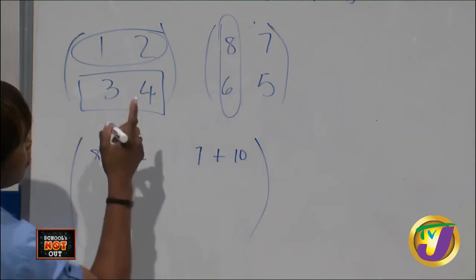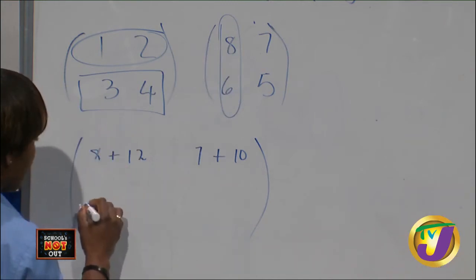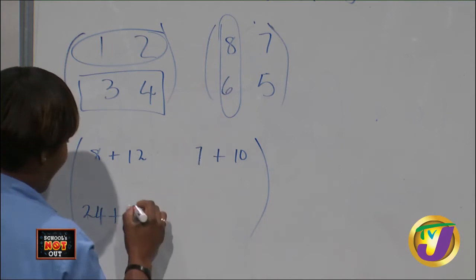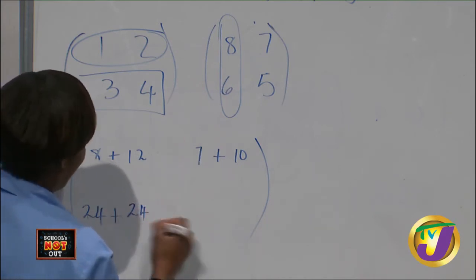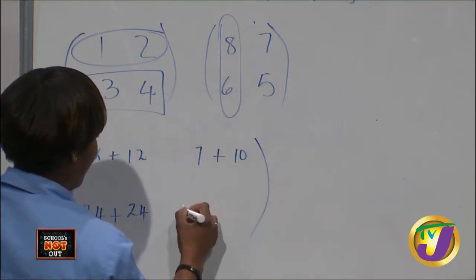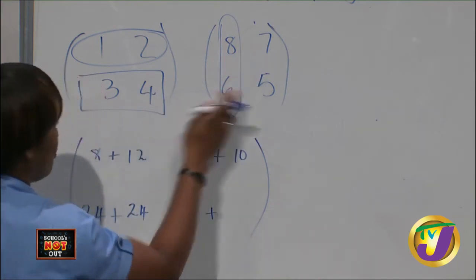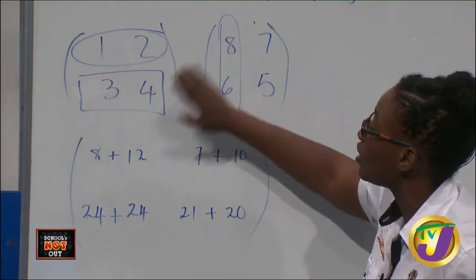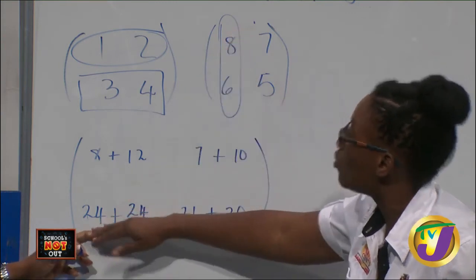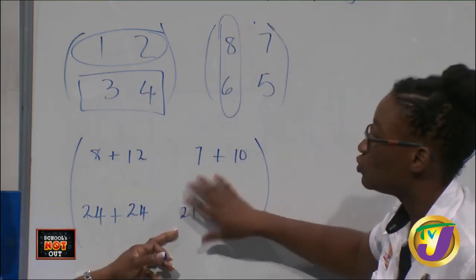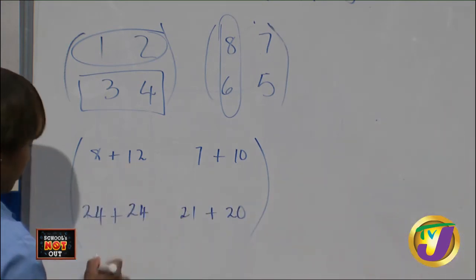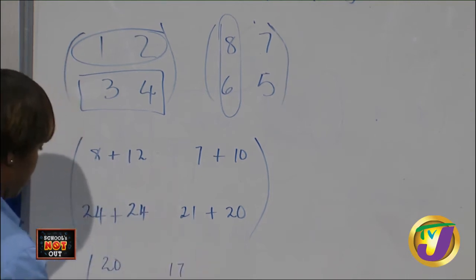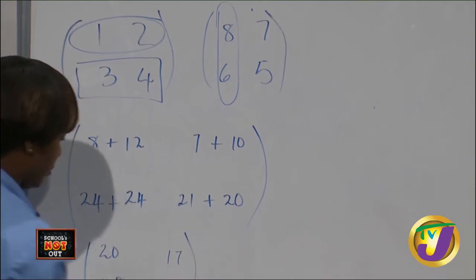So 3 multiplied by 8 gives us 24. And 4 times 6 is 24 again. And then 3 times 7 gives us 21. And 4 multiplied by 5 gives us 20. Again, note the position. Row 1, column 2. So we'll combine our values. So that's 20, 17, 48, 41.